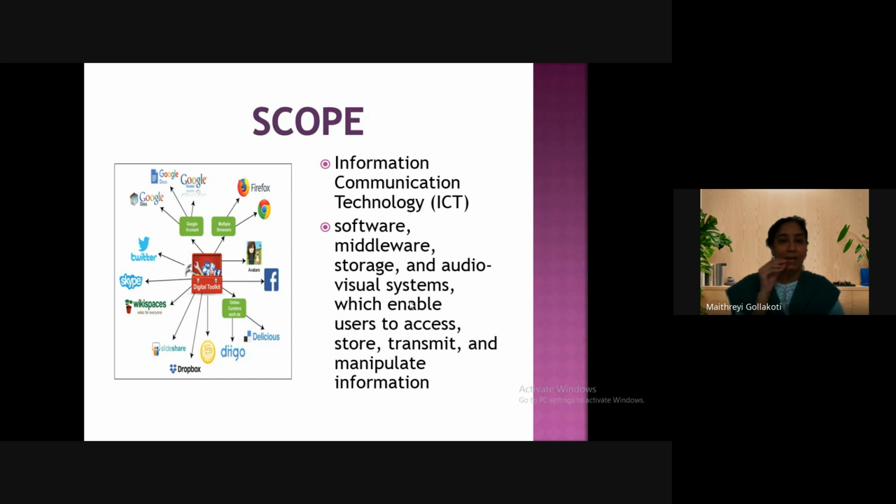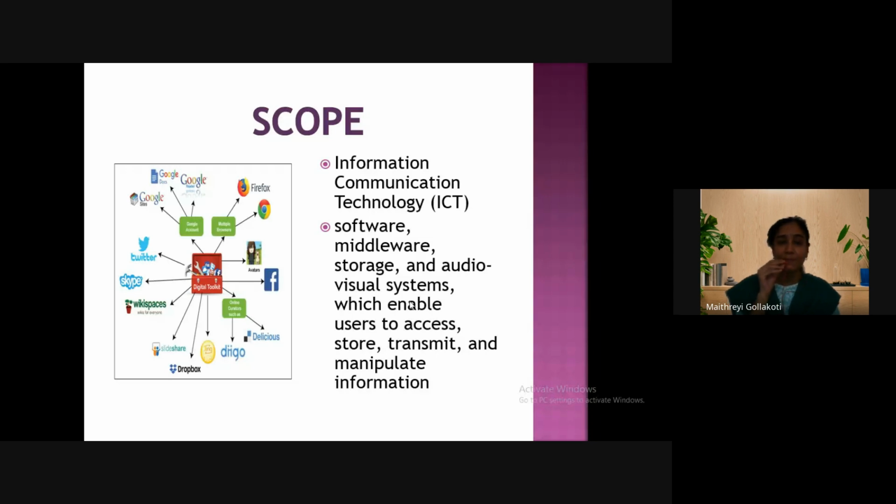So it has so many parts like the software, middleware, storage, audiovisual systems, etc. Software is what we use in our devices, isn't it? It will help the device run. The device itself is hardware and we put software in it. And audio-visual systems are nothing but our mobile where we can see people, we can talk with people, we can use both modes.